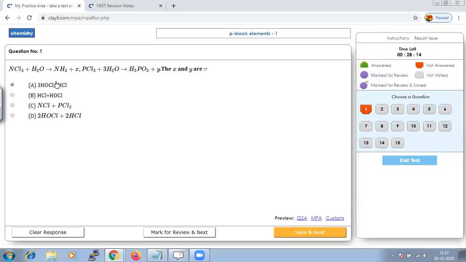That we will categorize by balancing the reaction. When we balance the reaction, we will be able to check that. And next, if we see question number 2, let us save that and go to next.